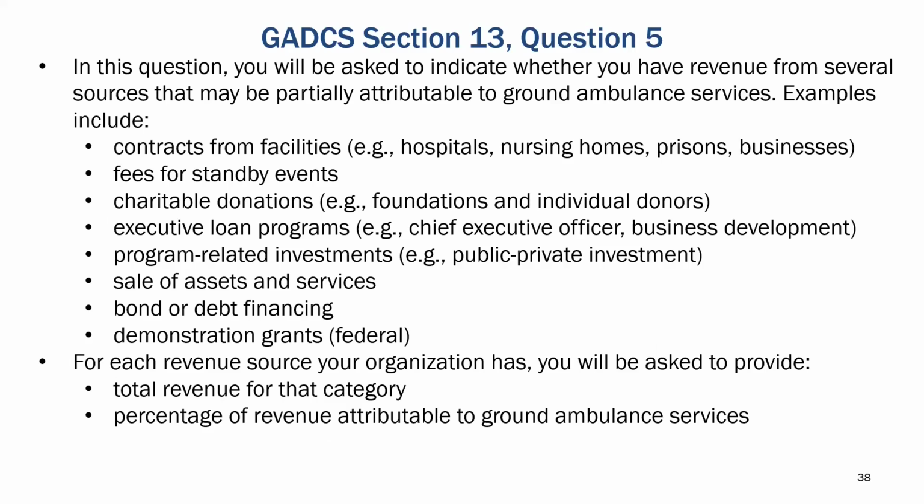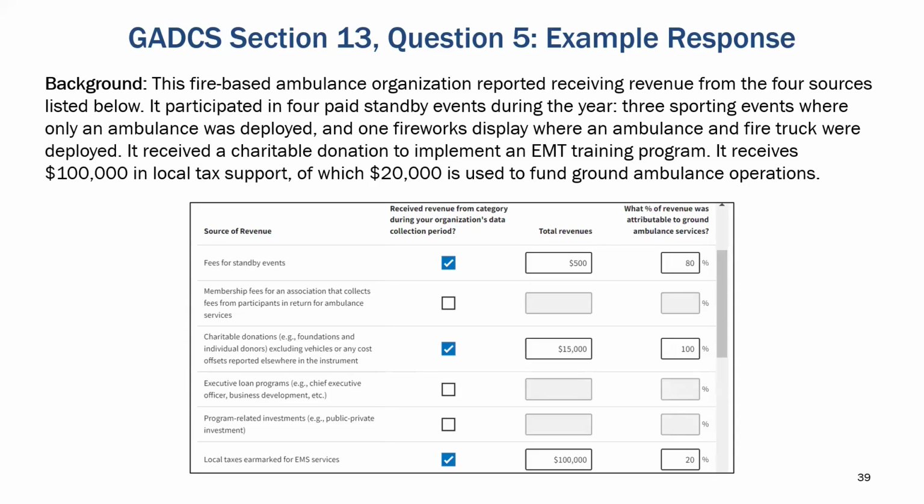We now discuss section 13, question 5. This question asks organizations to report revenue from a variety of sources, such as contracts with other organizations, donations, or grants. Your organization will only have to report revenues for the categories that are applicable to your organization. For each revenue category that your organization has, you will be asked to report the total revenue and the percent attributable to ground ambulance services. This slide shows an example of revenue reporting for a fire-based organization.